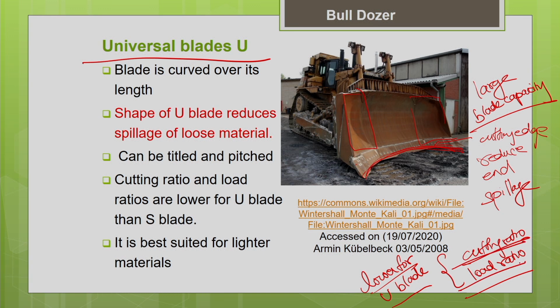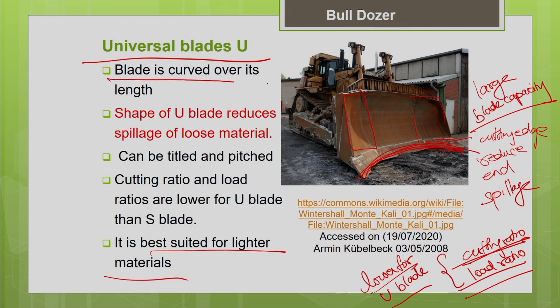So where do we use this blade? If you are going to handle average terrain, where soil conditions are not that dense or hard to handle, for lighter materials, it is the right choice. It can easily push lighter materials which are less dense, and you can use it for a relatively longer distance, with less end spillage because of the U curvature. For those applications, you have to choose this U blade.